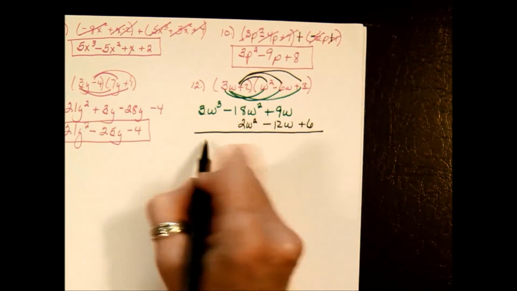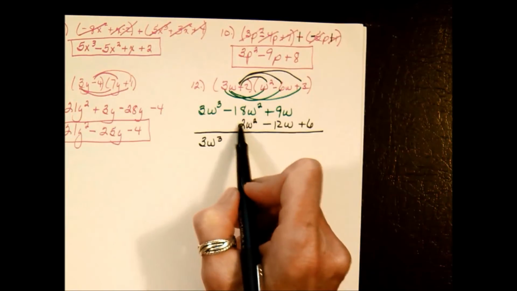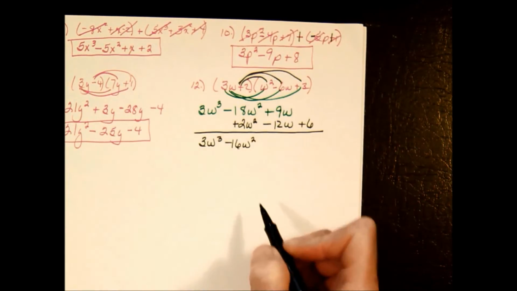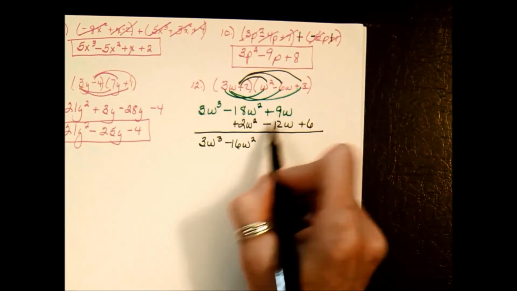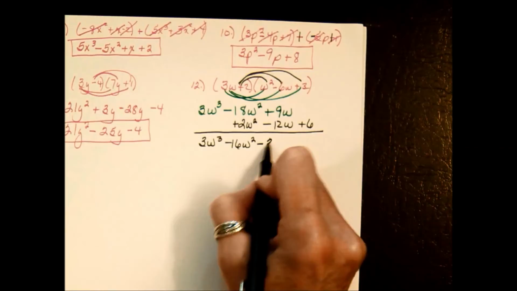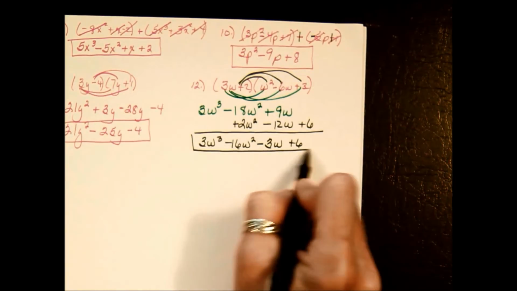This has nothing to combine with. A negative 18 and a positive 2 is a negative 16w squared. A positive 9 and a negative 12, see they're already lined up like terms, is a negative 3w, and then we have our positive 6.